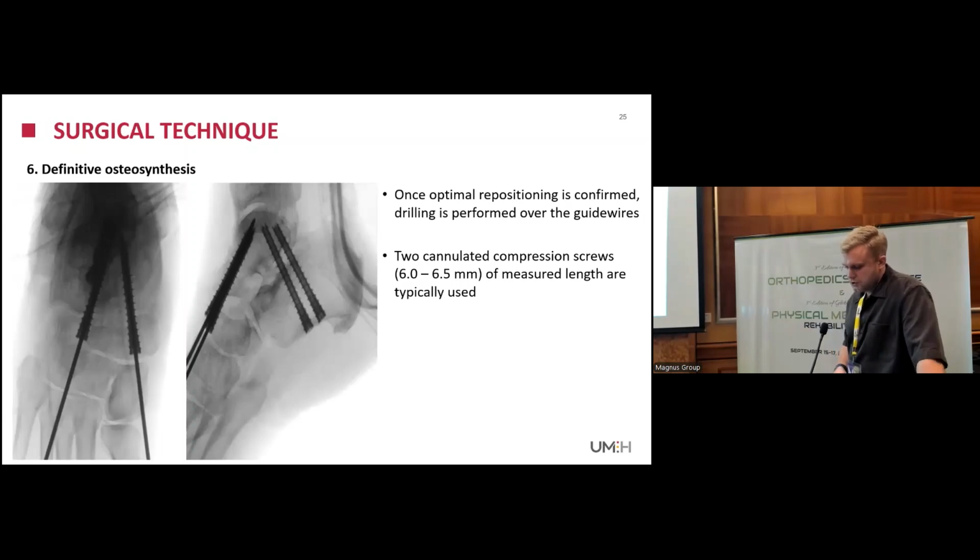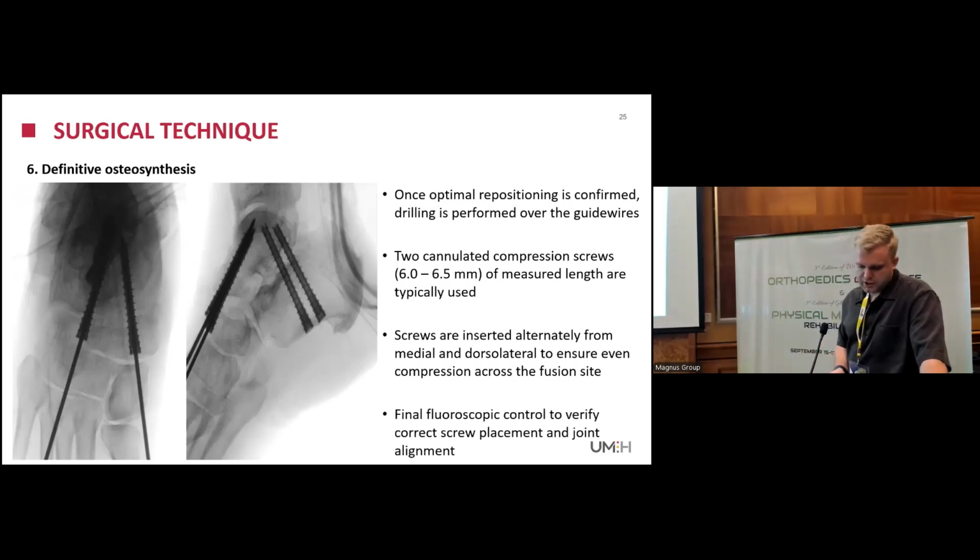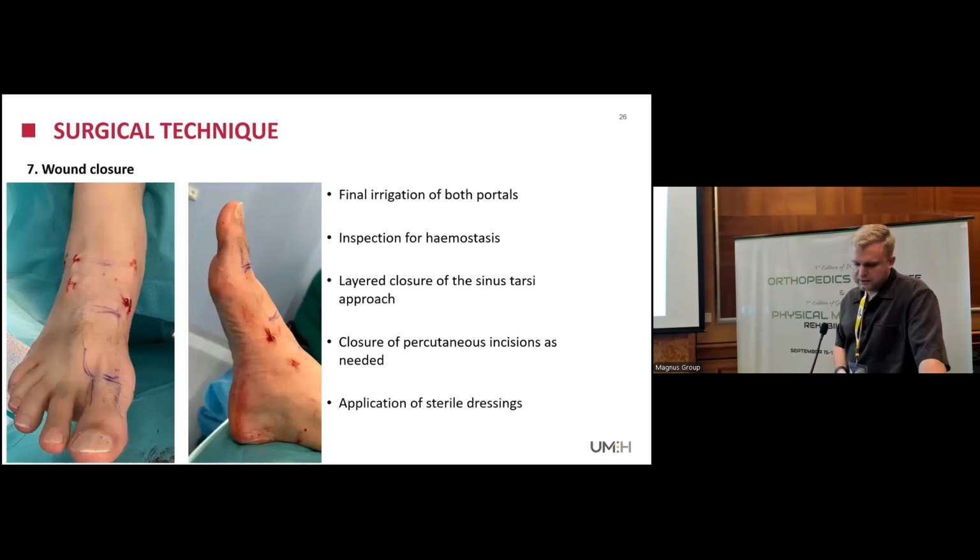compression screws, usually 6 to 6.5 millimeters. And the screws are inserted alternately from the medial and also lateral portal to ensure even compression across the fusion site. Yeah, and then of course you do final X-rays to check if everything went right, and if so, then you do your wound closure, layer closure of the approach, like we did in this case, the closure of percutaneous incisions as needed, and of course application of steroid dressings.